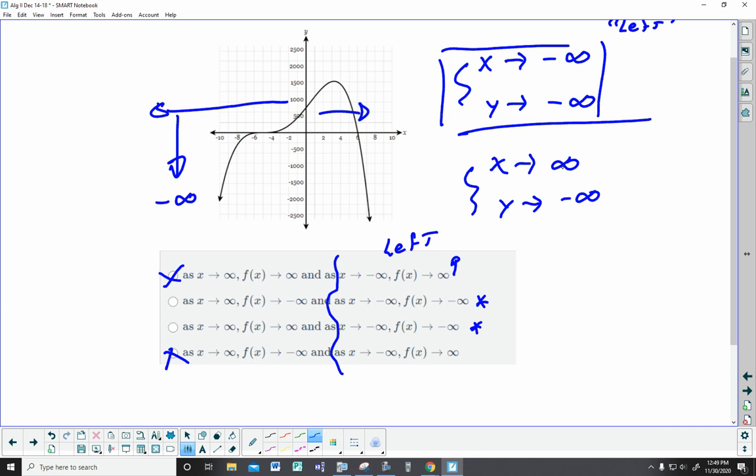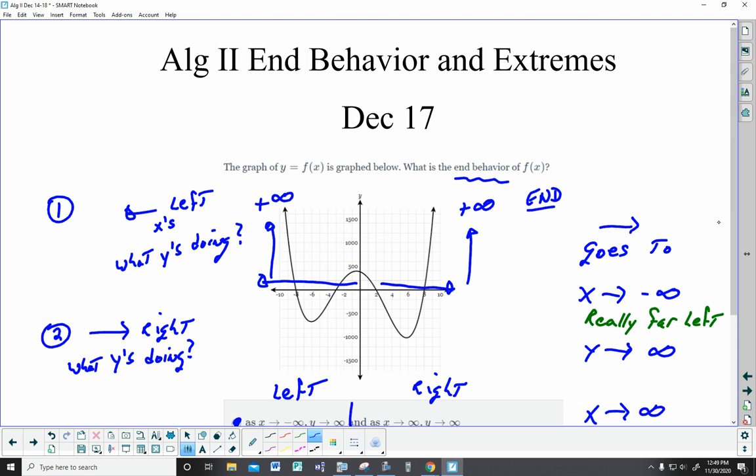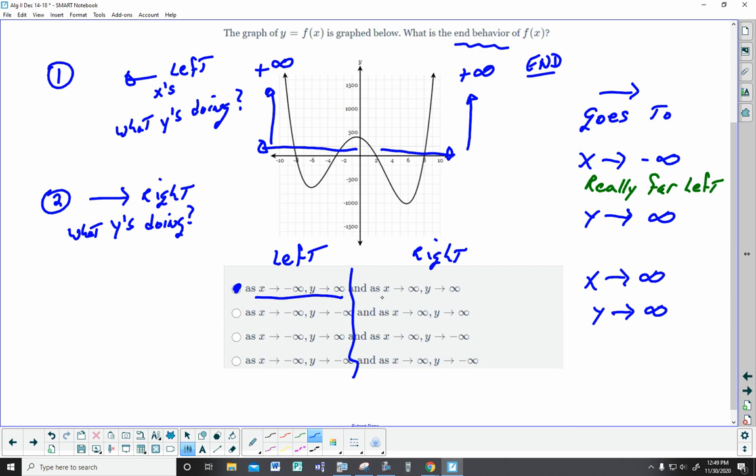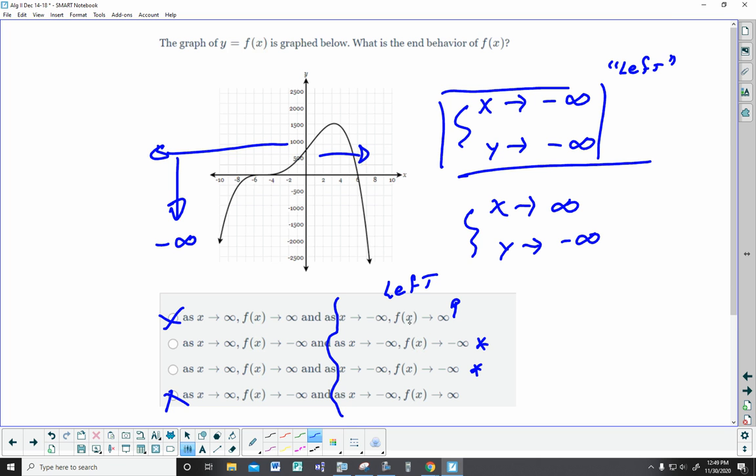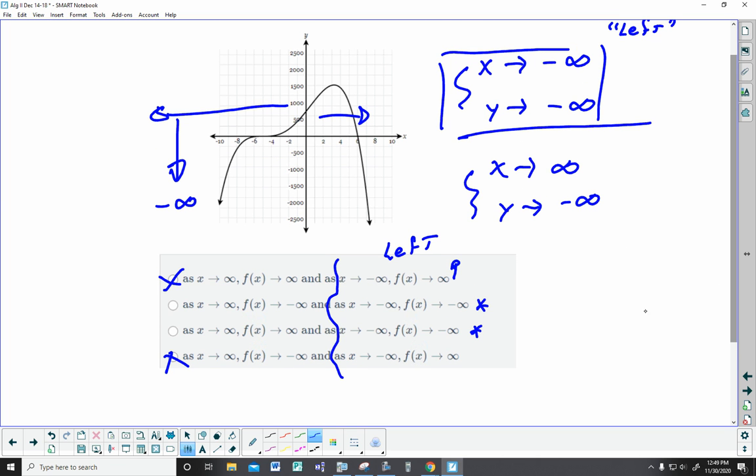As x goes really far right, the y's go really far down. Oh, and look at this. The stinkers over here, we're using y's, and here the stinkers are using f of x. Boy, they're trying to confuse this one royally. As x goes really far right, the y's go really far down. So that's this one, and that one's out then. Okay?